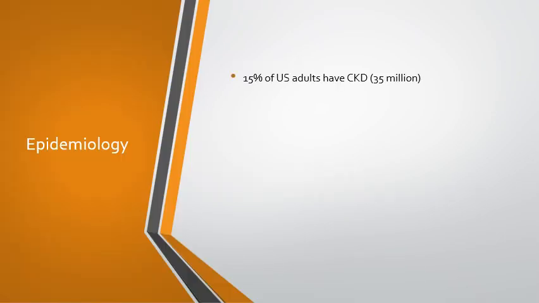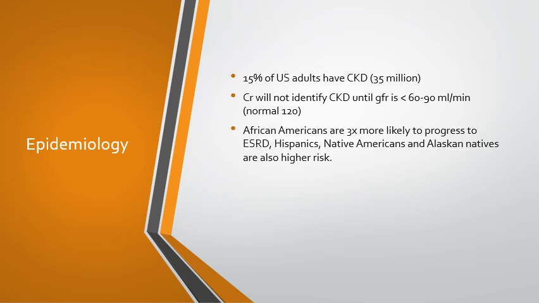So 15% of US adults have CKD. That amounts to about 35 million people. Creatinine won't identify it until it starts to get pretty bad. Normal GFR is about 120, and it won't catch it until it's at least 90, if not closer to 60.